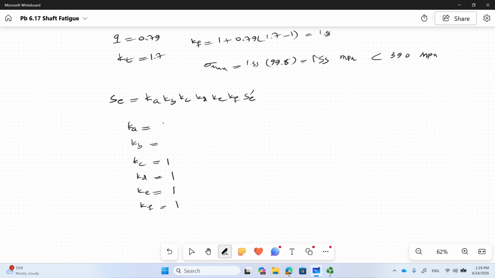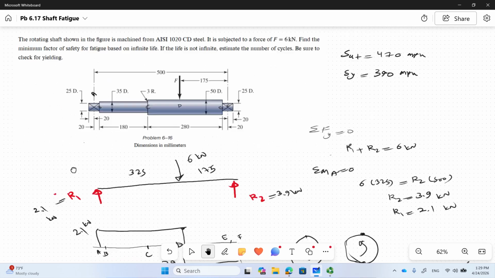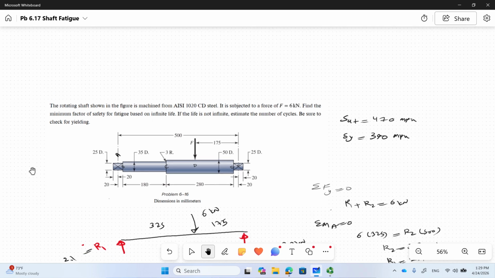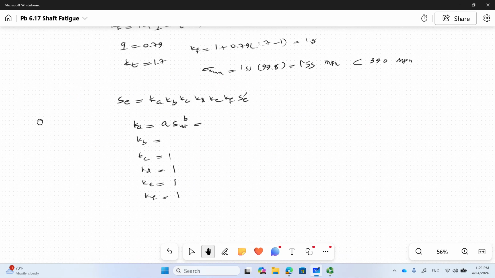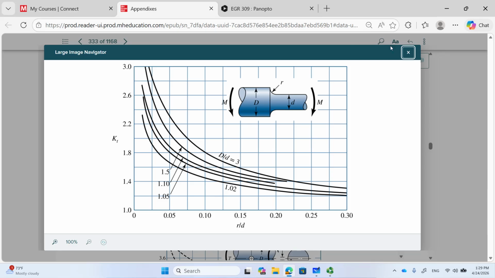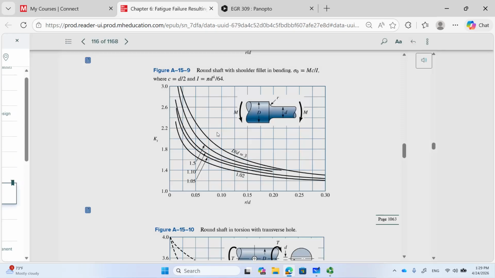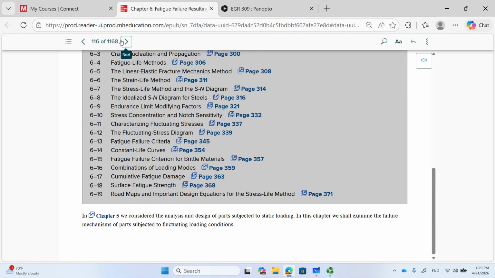Surface finish factor, if you remember, was a SUT to the power b. A and b depend on the condition of the surface. So let's see what we have about that. It says this shaft is machined from cold drawn. Okay, so those are keywords I needed to know. Then you go to your book. Let's go back to chapter 6 and see what we have about that.